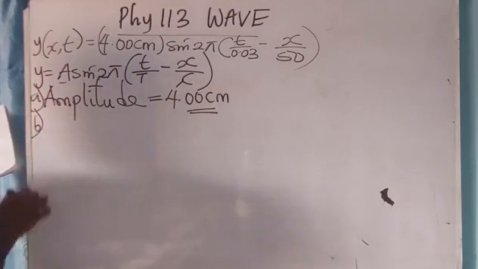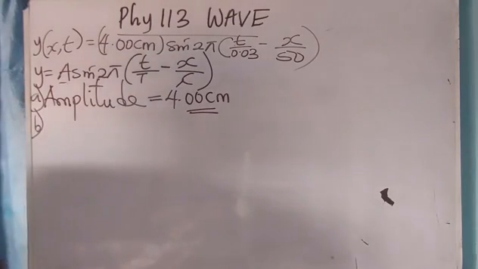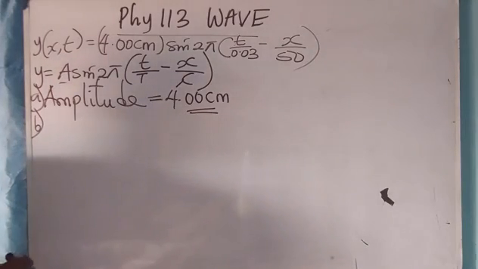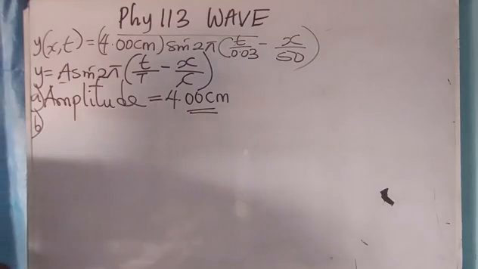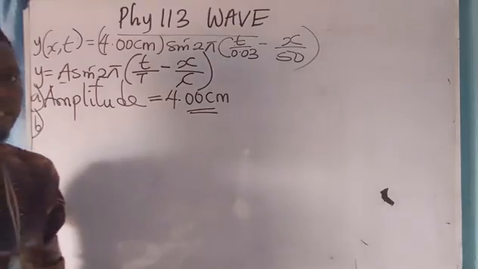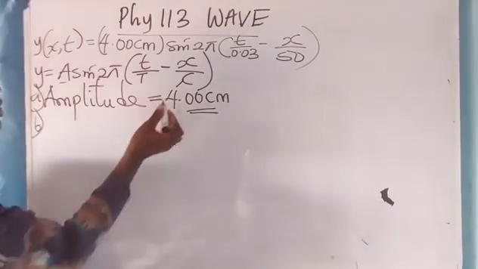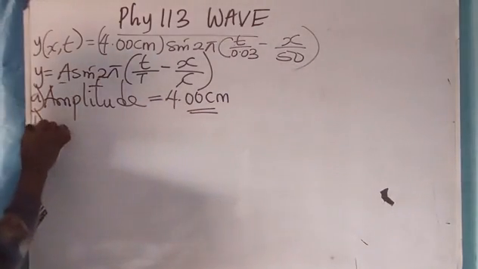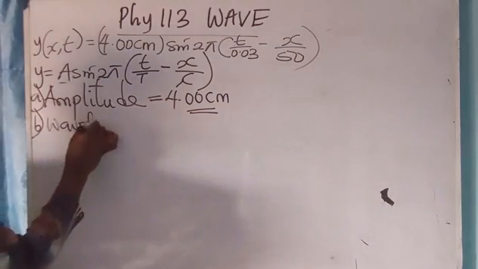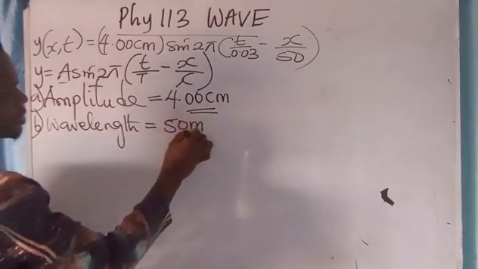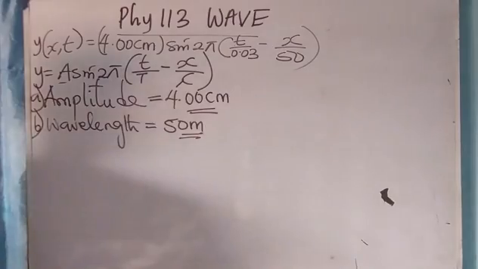Then B, they said we should calculate for the wavelength. For us to calculate the wavelength, we have to compare. The wavelength, of course, is lambda, and it is measured in meters. Now looking at what I have here, this is lambda and you have here 50. It therefore means that the wavelength is equal to 50 meter. It is easy peasy, very easy. Just write out the formula, then you start comparing.